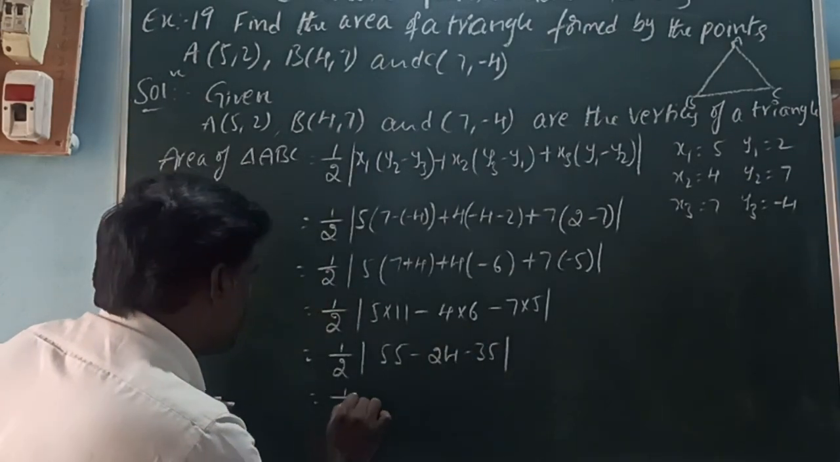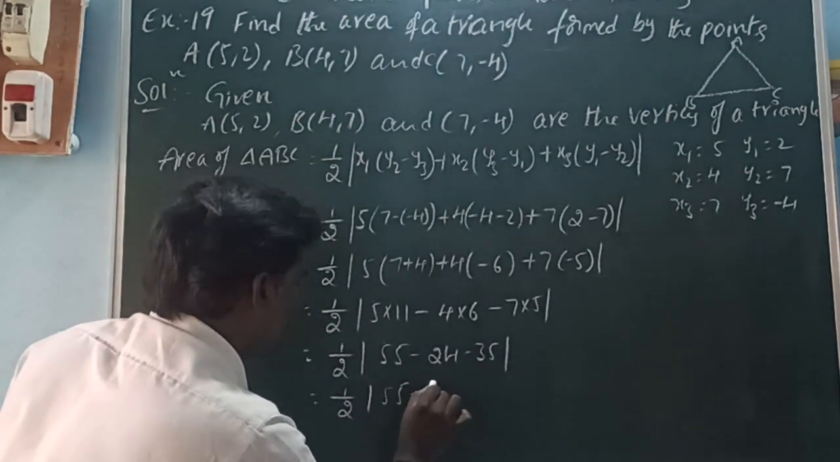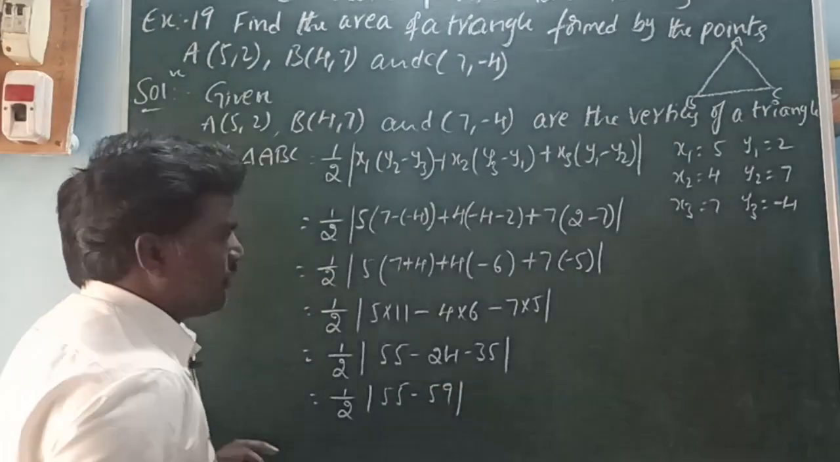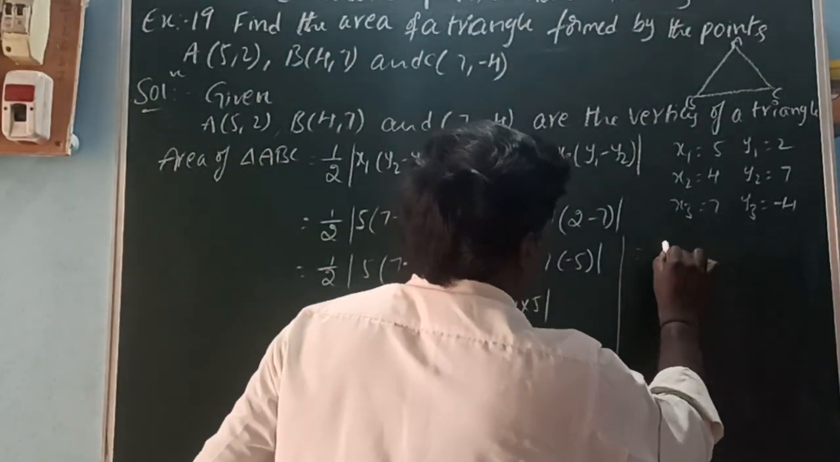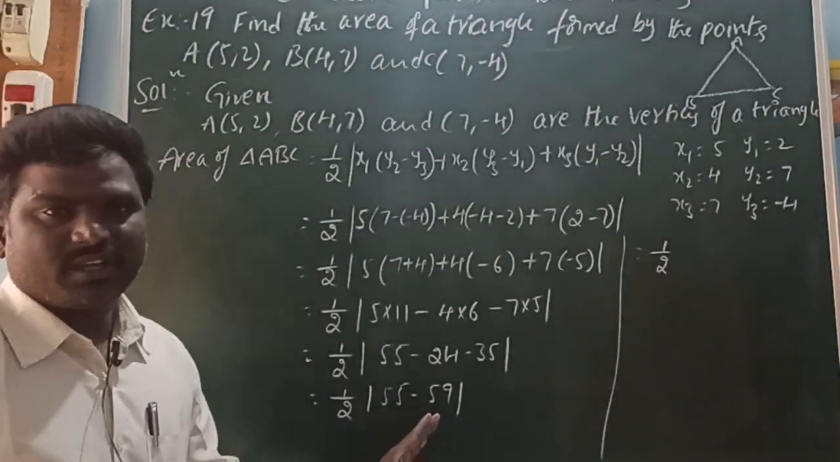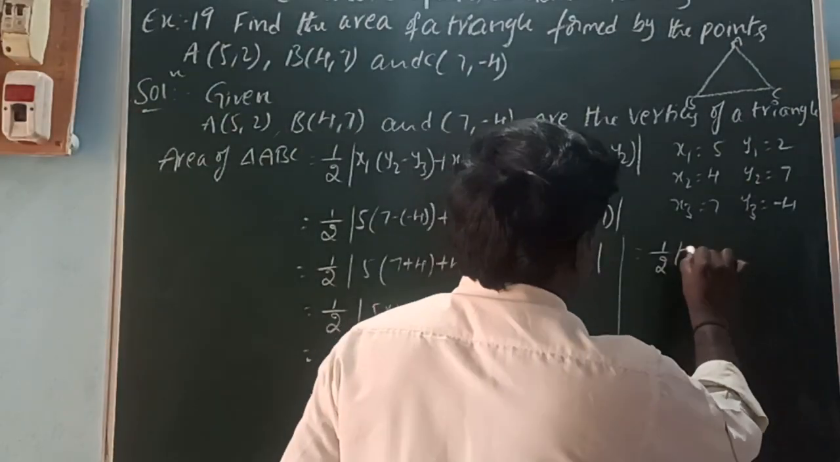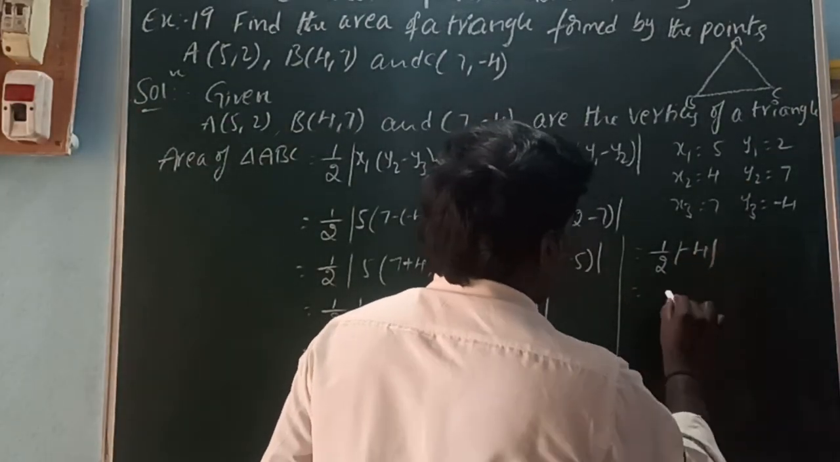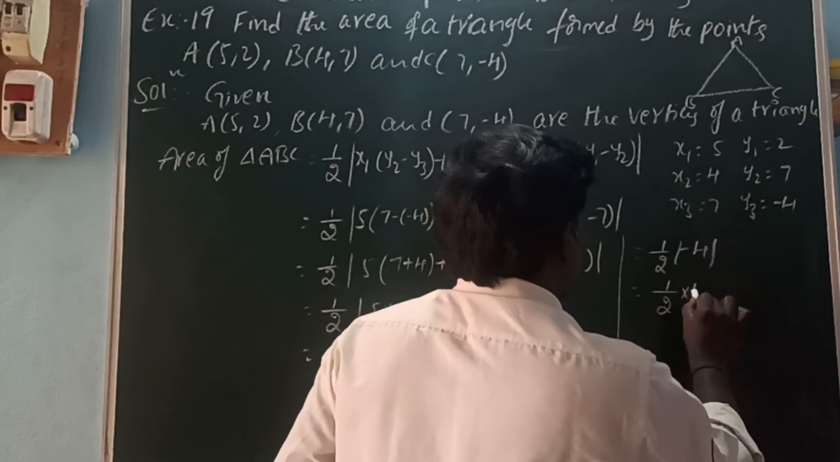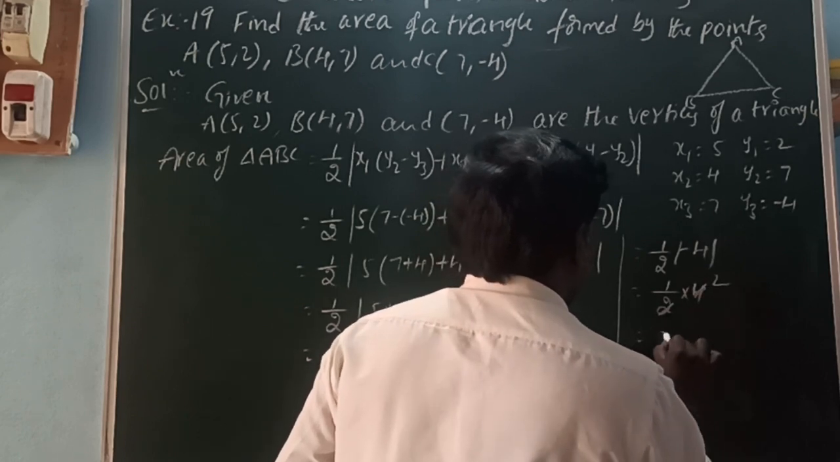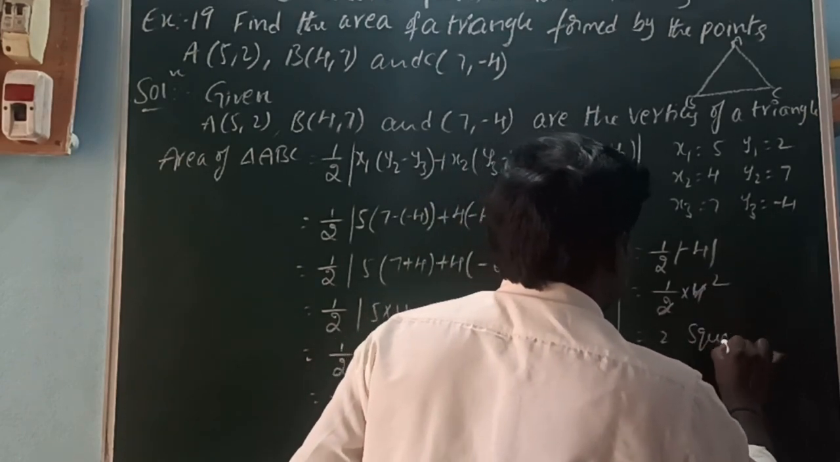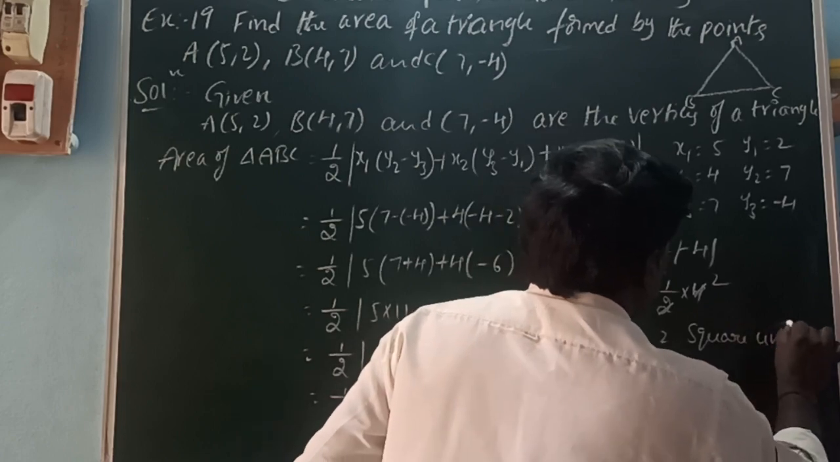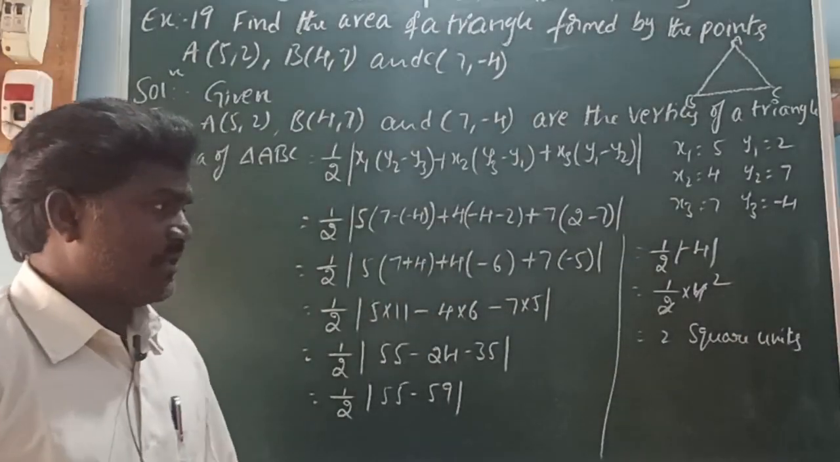So 1 by 2 modulus 55 minus 59. So that is equal to 1 by 2 modulus 55 minus 59. How much? Modulus minus 4, it becomes plus 4. So 2 ones are 2, that is equal to 2 square units. So area of triangle ABC is how much?